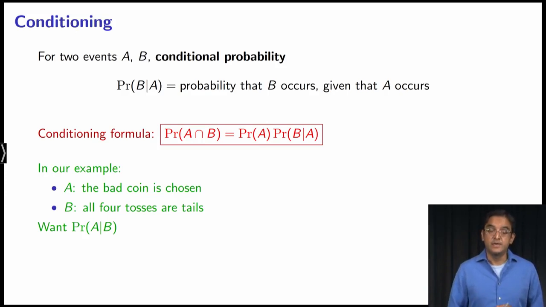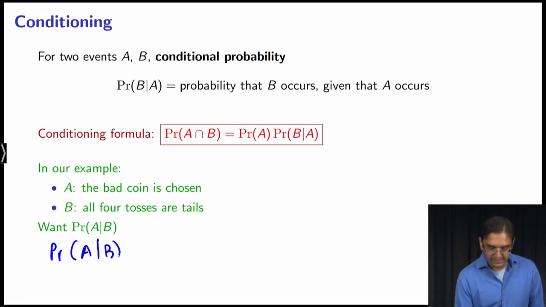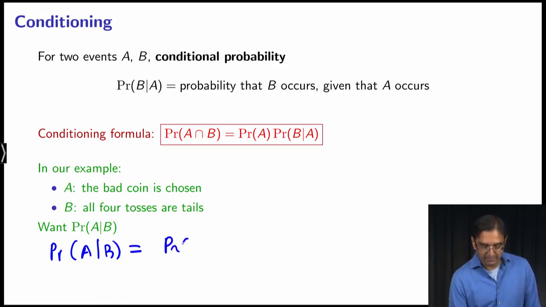A is that the bad coin is chosen. B is that we have all tails. And we are interested in the probability of A given B. We've seen that B is true, and we're wondering what is the probability of A given this information? Well, we can compute it directly from this formula. So if we rearrange terms, we see that the probability of A given B is the probability of A and B divided by the probability of B.